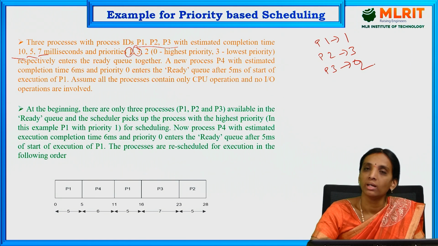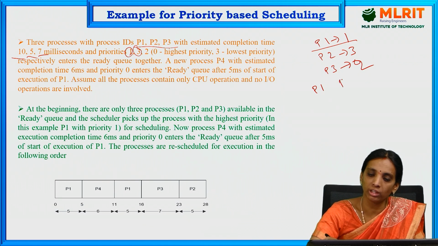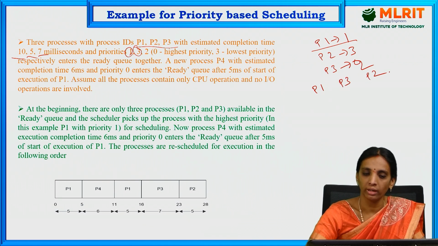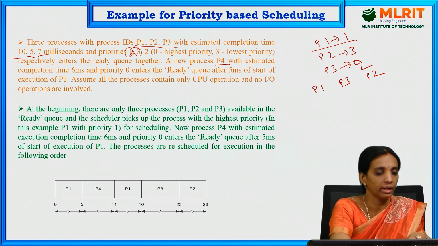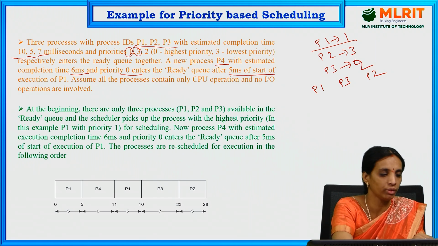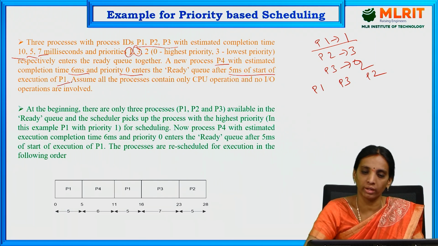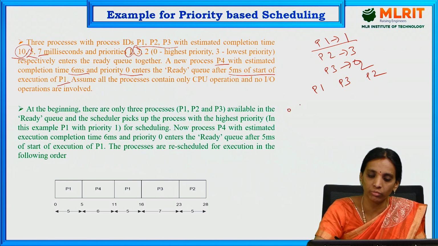So, that means which process is having the highest priority? P1. So, first P1 goes to the ready queue and next P3 goes to the ready queue. After completion of P3, P2 will go for execution. So, now a new process P4 with 6 milliseconds execution time and priority 0 enters into the ready queue after 5 milliseconds of the start of P1. So, here P1 has the execution time of 10 milliseconds, from 0 to 10.